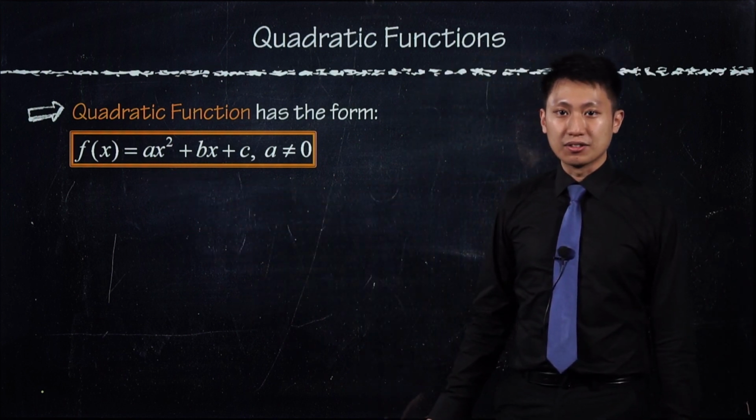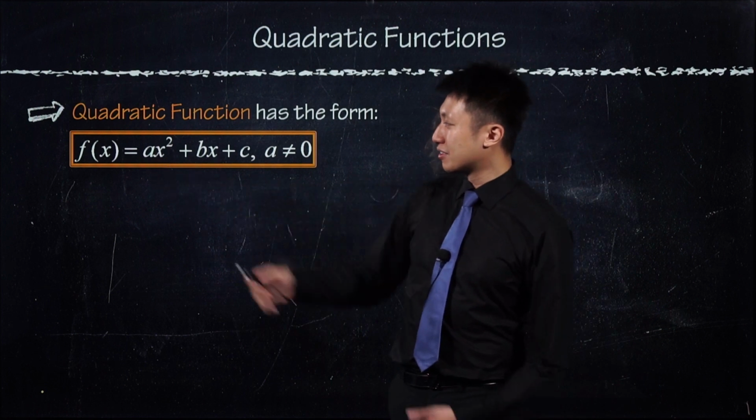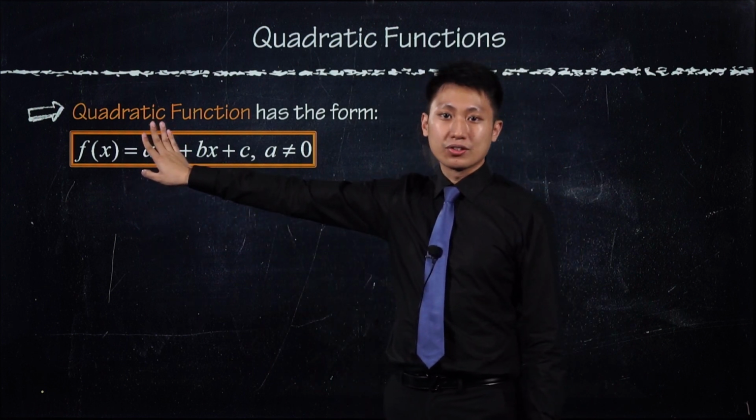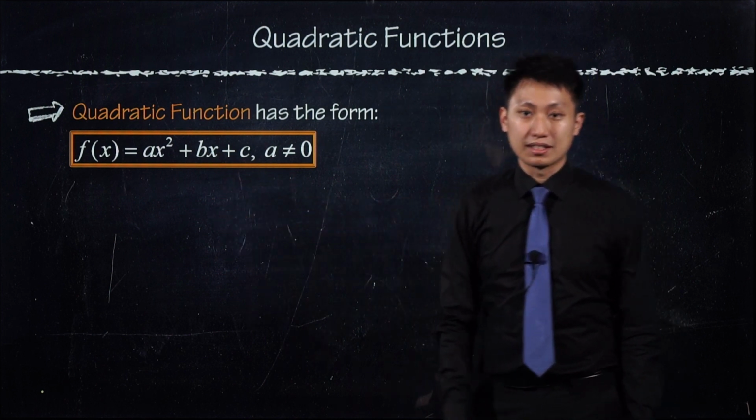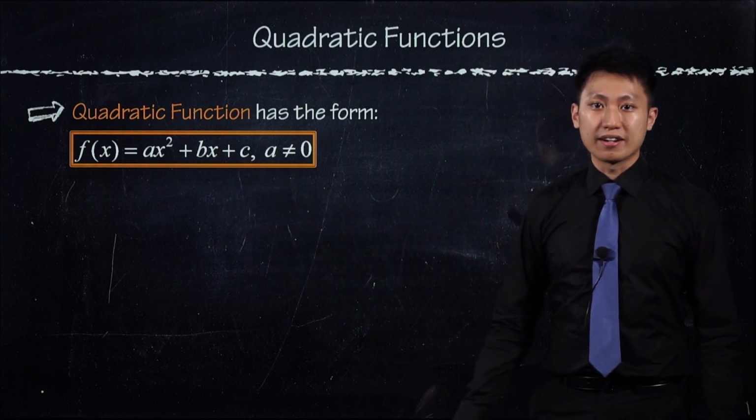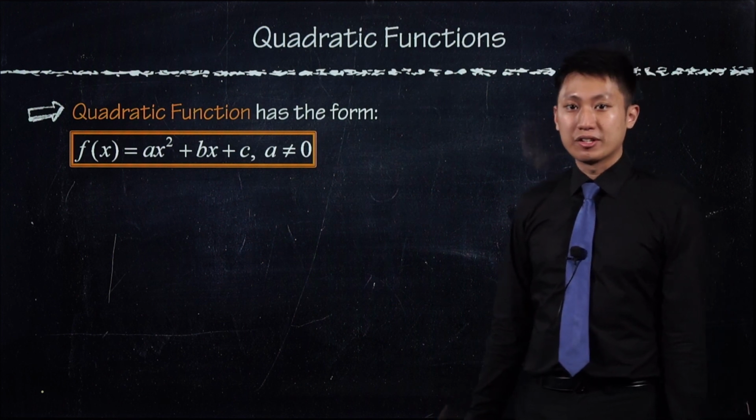Why is a not equal to 0? Because if a is equal to 0, then this term is gone. So you only have something like x plus a number. That one will be a linear equation, like an equation of a line.